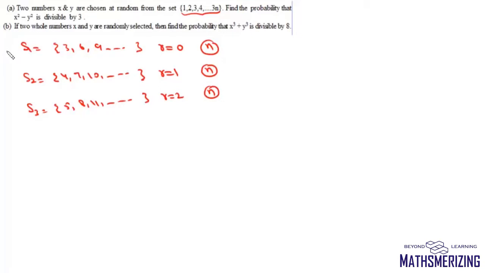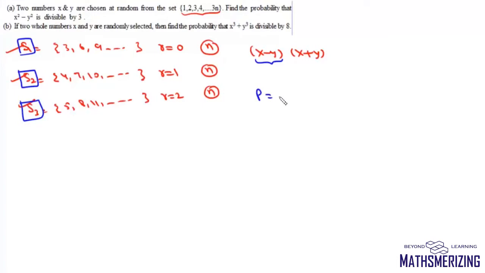So what we have done is, we have partitioned this set in 3 sets. Now we need to find the probability that x square minus y square is divisible by 3. Now we can write x square minus y square as x minus y into x plus y. Now this number will be divisible by 3 when x minus y is divisible by 3. Now, it will be divisible by 3 if both the numbers are either from S1, or both of them are from S2, or both of them are from S3.